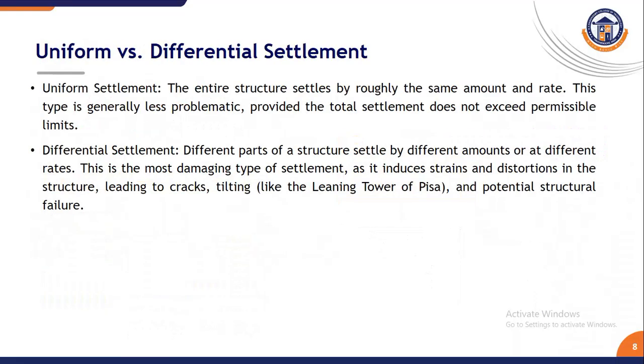The next topic is uniform and differential settlement. Uniform settlement occurs when the entire structure settles equally and is usually not harmful. But differential settlement occurs when different parts settle unequally, causing cracks and tilting. For example, the leaning Tower of Pisa is a classic example of differential settlement due to uneven soil conditions beneath the foundation.